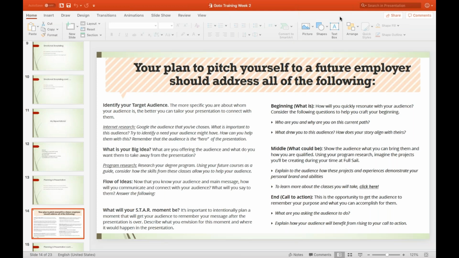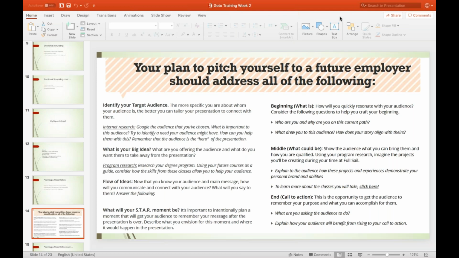Like the instructions say, the more specific you are about who your audience is, the better you can tailor your presentation to connect with them. You have to do research. You have to find out what they want, the kind of employees they want, the kind of morals they have, the things they look for. What is your big idea? What are you offering the audience, and what do you want them to take away from the presentation?